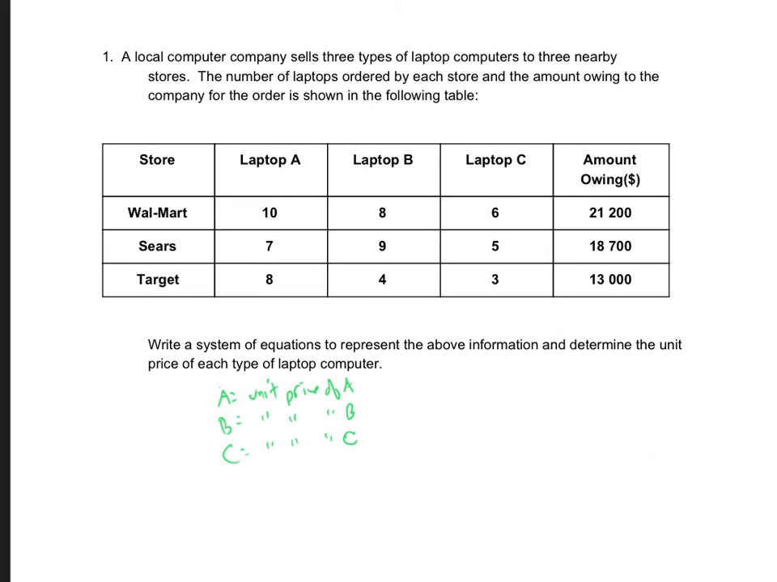And now I want to do the same thing. Overall numbers, here they are. These are the amounts they owe. I need an equation for each one of these. Now this is nice because they kind of laid it out in a chart form, so it's super easy to actually write these equations. I have 10 laptop A's times the unit price, 8 laptop B's times the unit price, 6 laptop C's times the unit price, and that would be $21,200. And I can do the same thing for the next 2 lines.